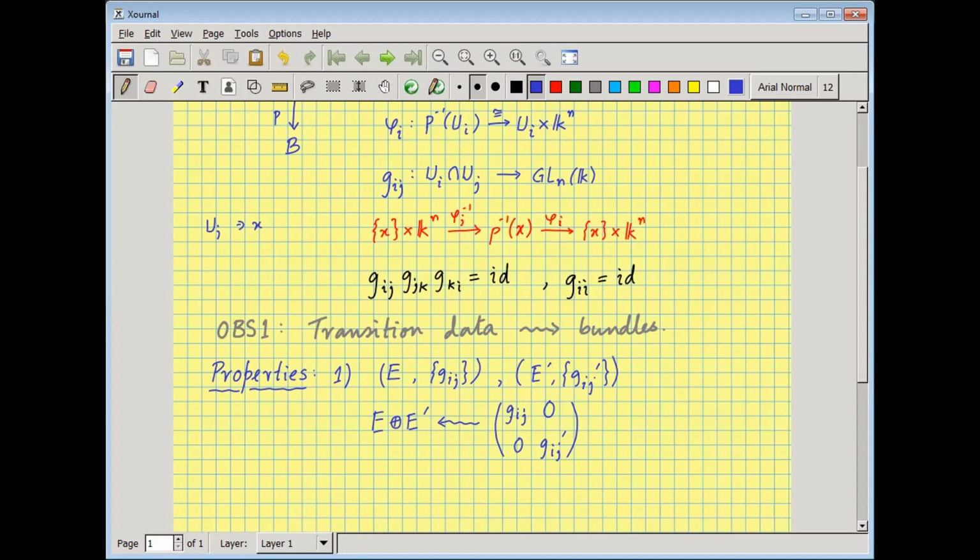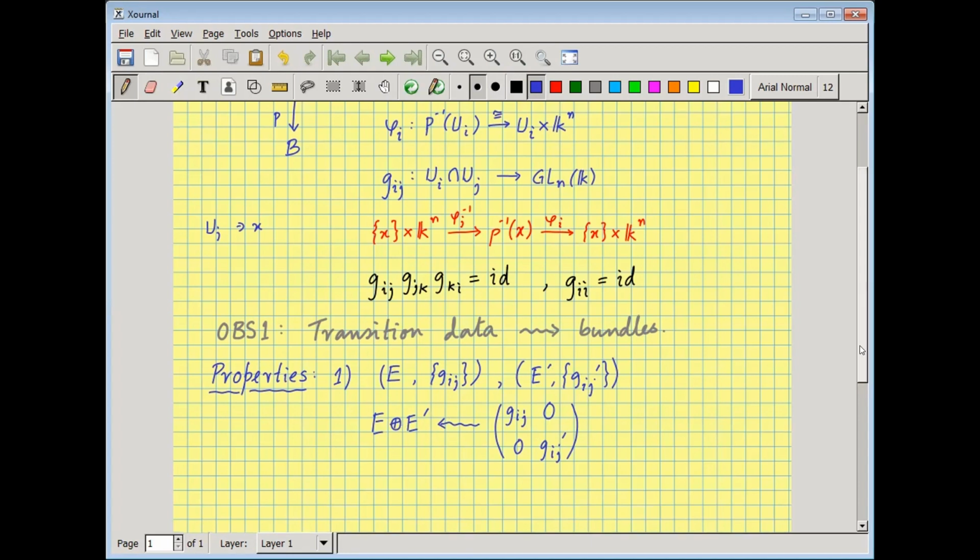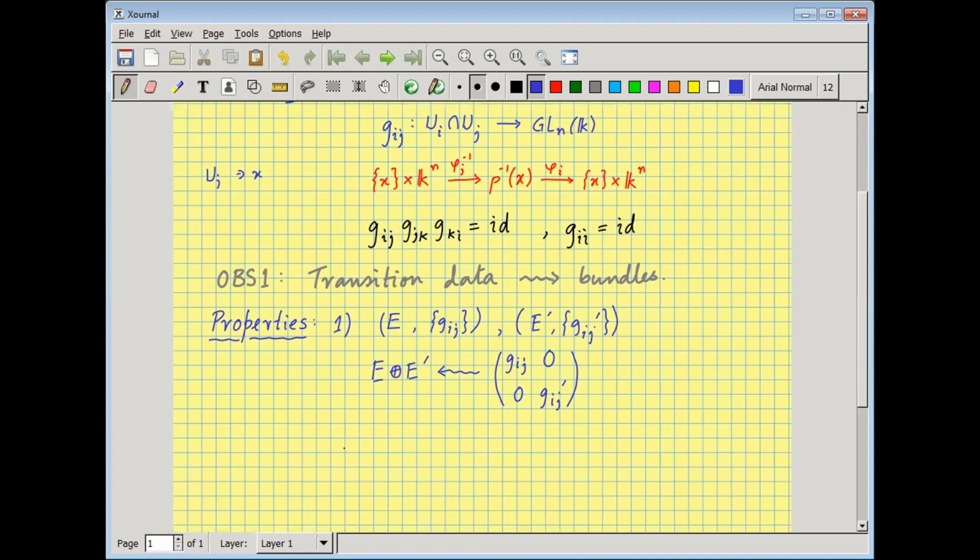So when you produce a bundle out of that, what you get is a bundle isomorphic to E direct sum E prime. Okay, so that's one thing. If you ask what about E tensor E prime, well, your guess would be as good as mine. It's the natural guess anybody would make. Well, how do you get this?